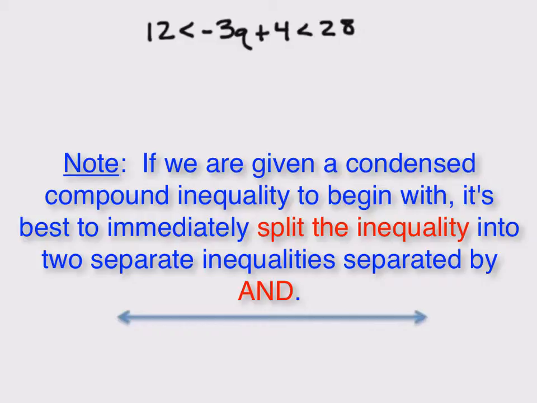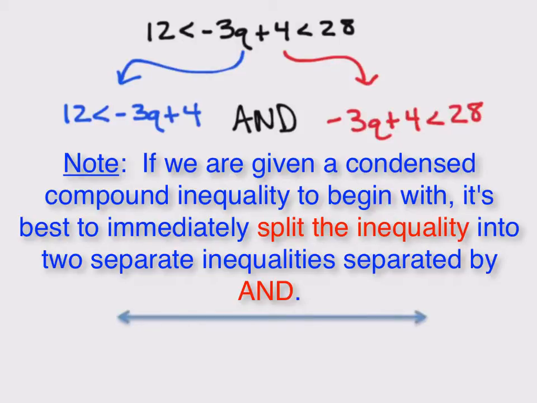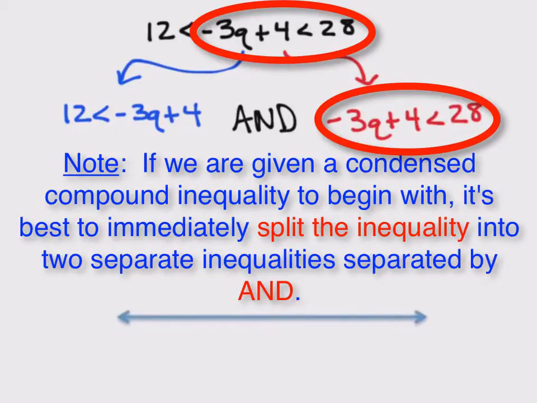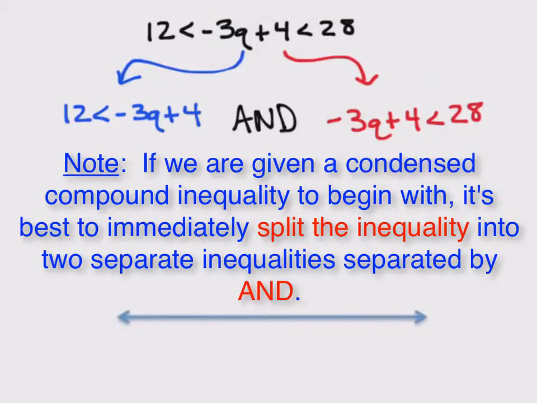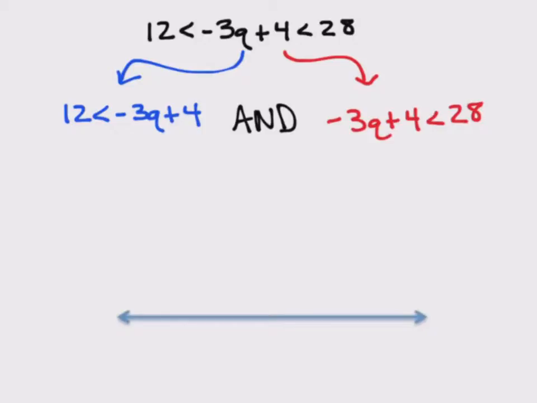In this case, we're looking for values of Q such that 12 is less than negative 3Q plus 4 and negative 3Q plus 4 is less than 28. Now, just like before, we're going to solve each of these inequalities individually, graph them on the number line, and find our solution to this compound inequality. So, why don't you pause the video now, give this a try, and when you're done, play the video, and let's see how it went.